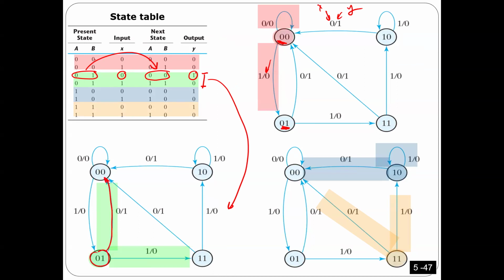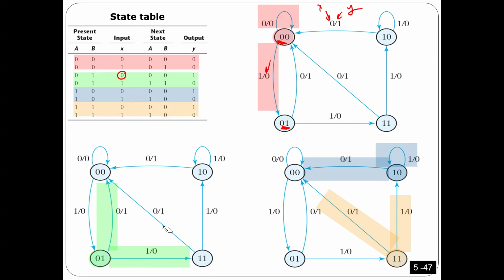Also, I have to say when this happens. It happens when x here is 0, because when x is 1, it will be a different case. If I'm in this state and x is 0, I will come to here. But if x is 1, I will come to here. So I have to say, if I'm in this state, x is 0, I will go to this state. I just get it from the table.